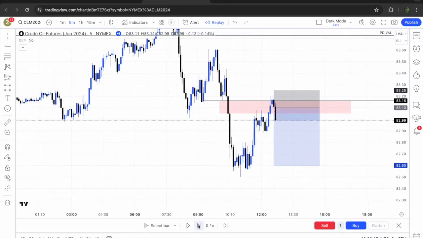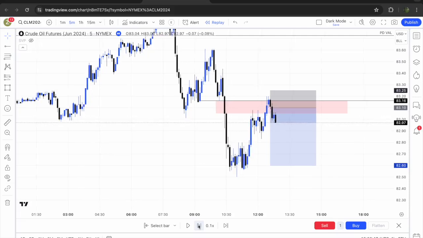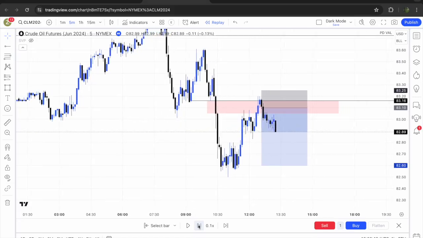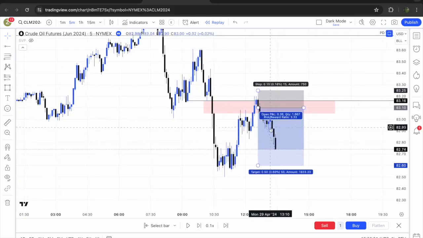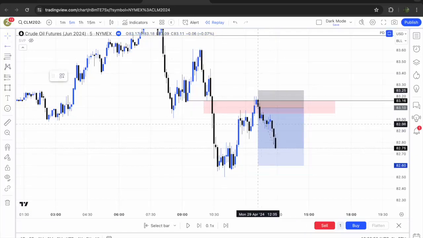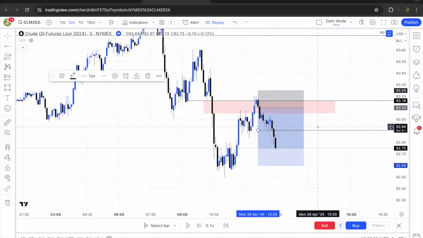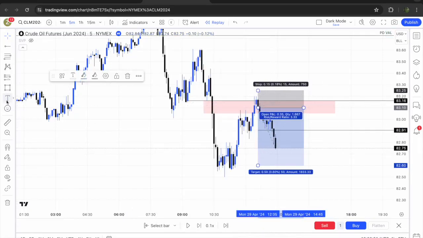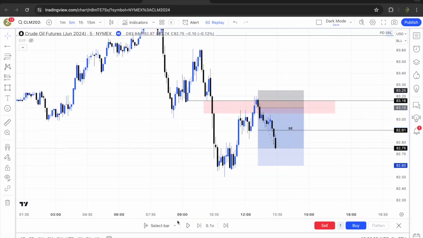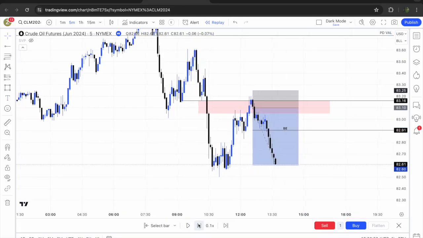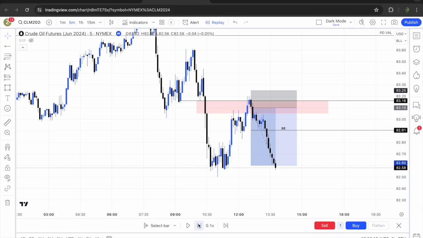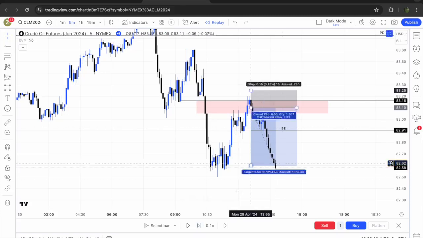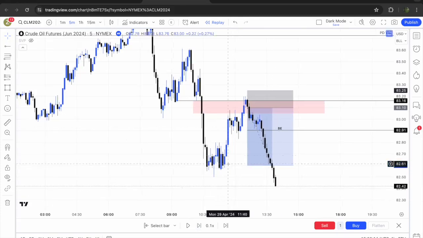So let's see, we got a nice rejection immediately down. Right about here, I went break even. So once the trade went about 1.5R in my favor, I went break even right here. And I just let the trade play out, and it was very clean delivery straight to my target. And we continued lower too. We ended up taking out these lows.